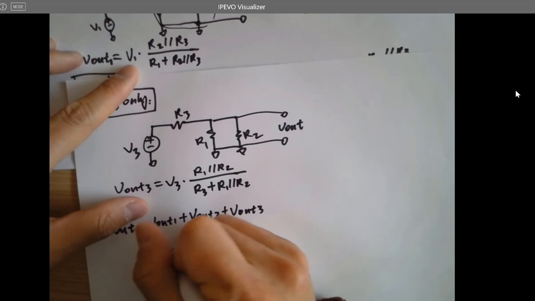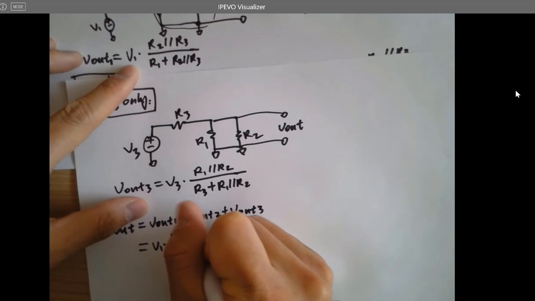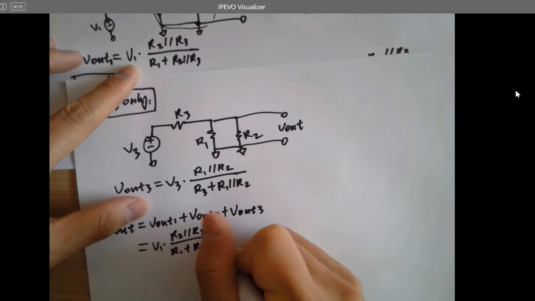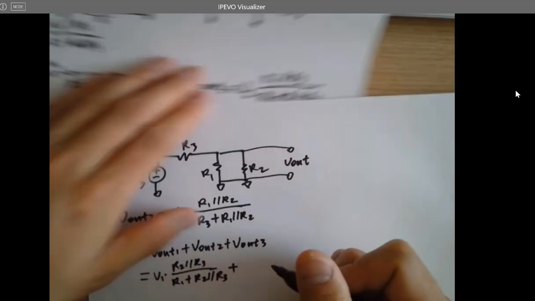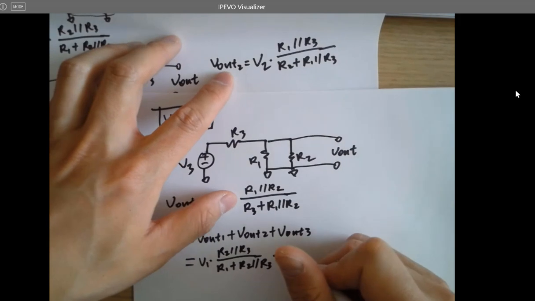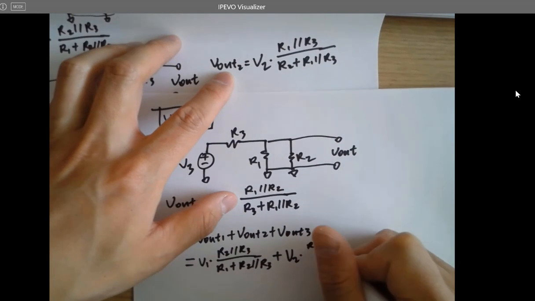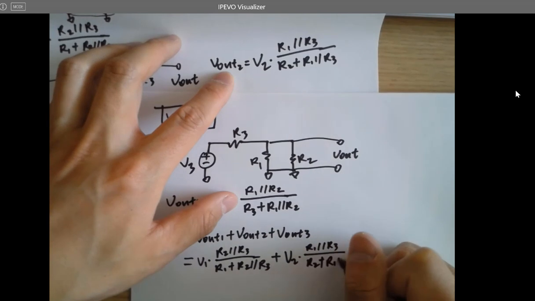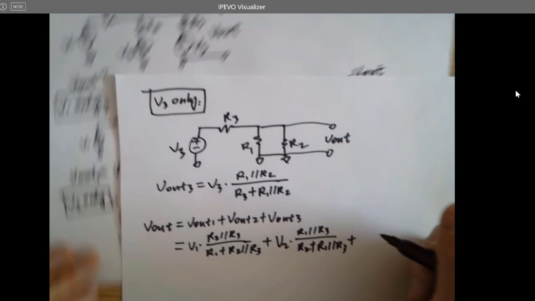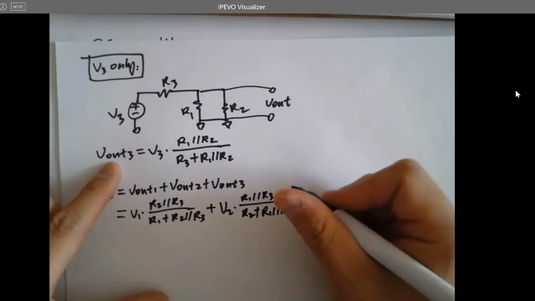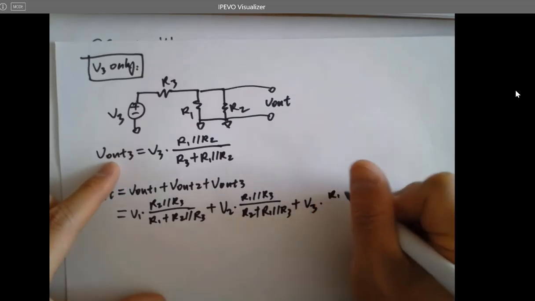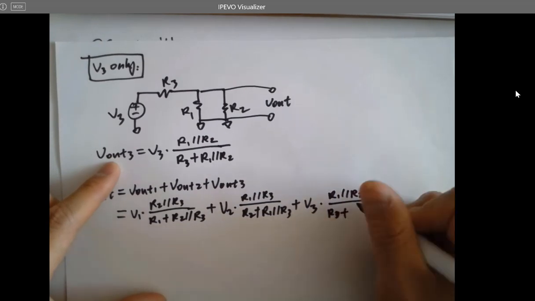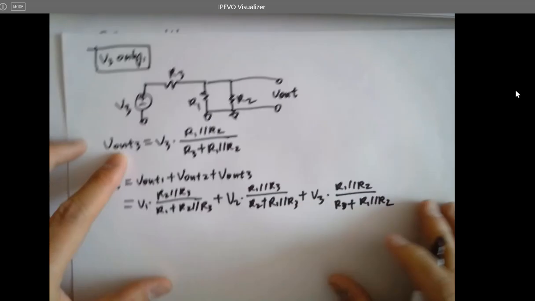VL1 is V1 times R2 in parallel with R3 over R1 plus this guy, added to VL2, which is this one, V2 times R1 in parallel with R3 over R2 plus R1 in parallel with R3, plus VL3, which is here, V3 times R1 in parallel with R2 over R3 plus R1 in parallel with R2.